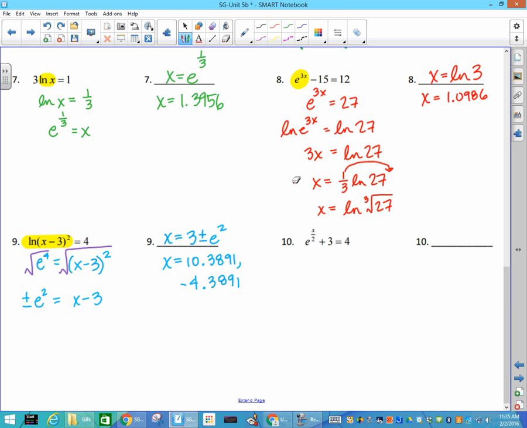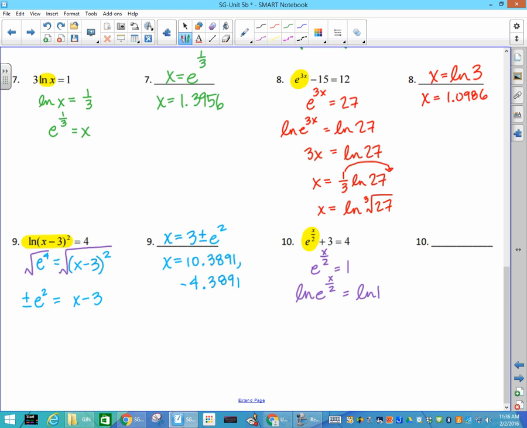Okay, number 10. Here is my, I'm looking for that e to, or my ln, and it's right here, and so I need to isolate it. So I'm going to move the 3 to the other side. So e to the x over 2 equals 4 minus 3, which is 1. And then we take the ln of both sides. Ln of e to the x over 2 equals ln of 1.